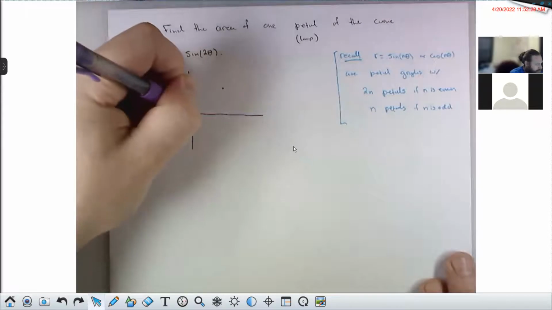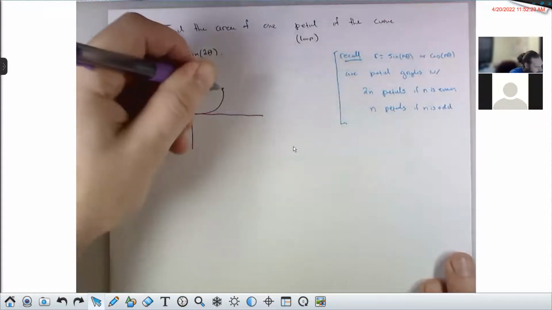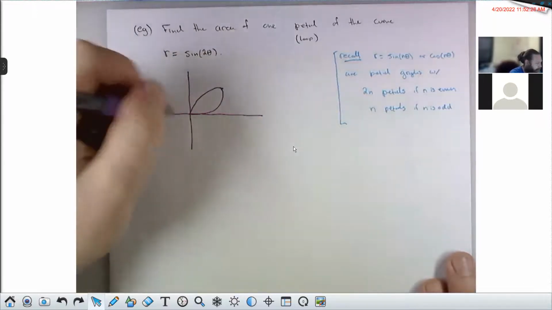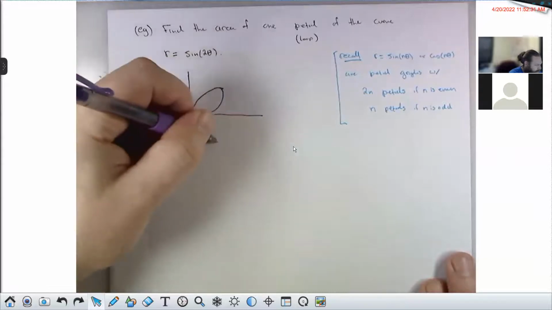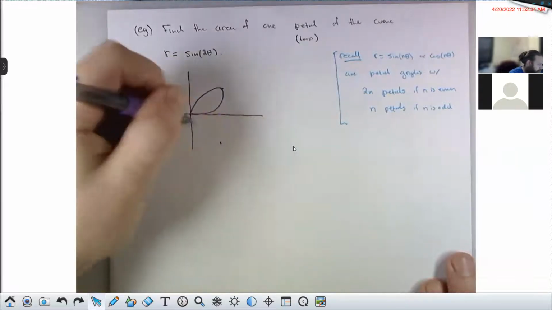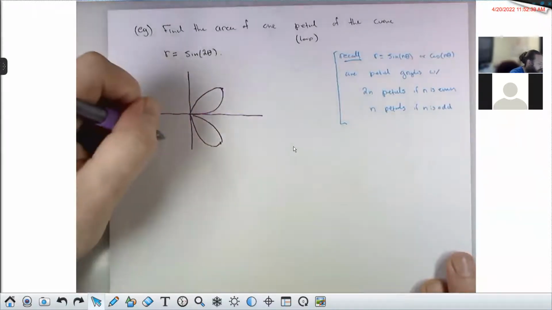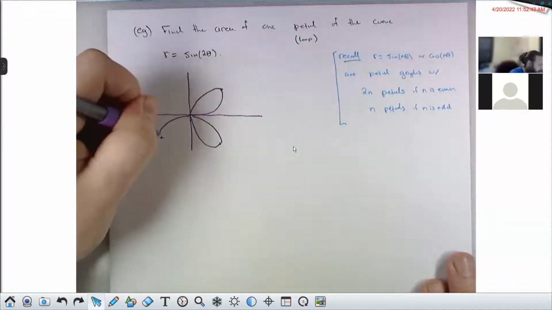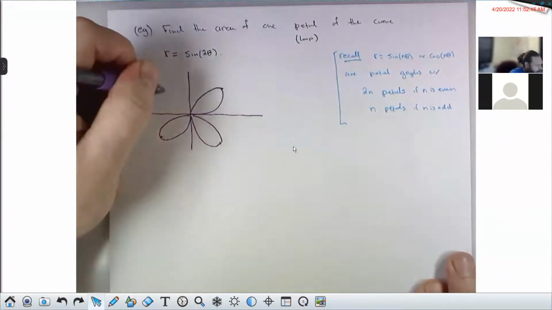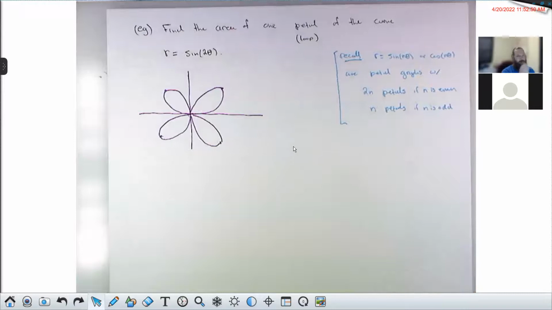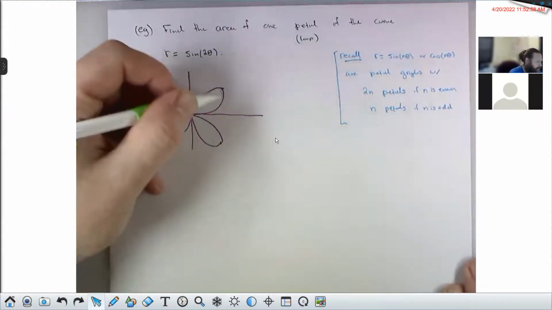So this guy would look like this. And then he would come over here. And then he would come over here. And then he would come up here. Back to the start. So the area of one petal is this area.